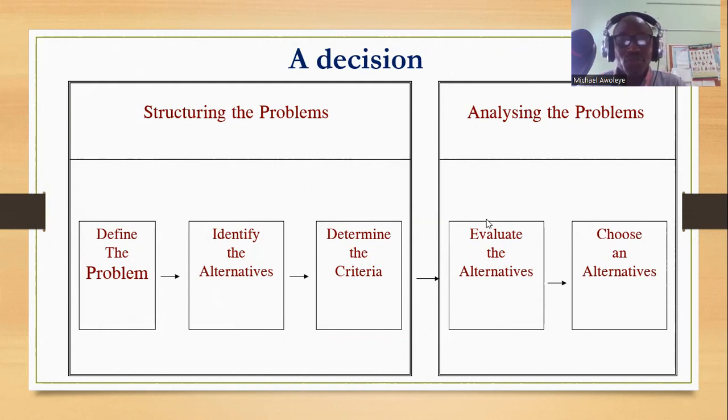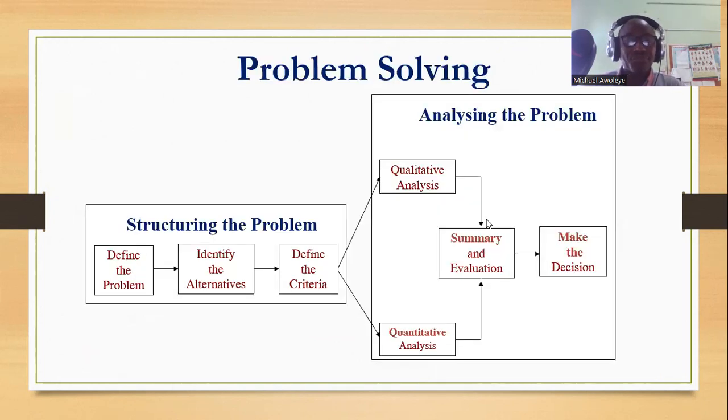You have chosen the alternative. Then when you structure the problem and combine it with the analysis of the same, that means you have done what we refer to as problem solving. You have achieved problem solving. And in analyzing the problem, there are key things that are involved. Both qualitative and quantitative analysis are involved. I'm going to talk more about this as we go on.